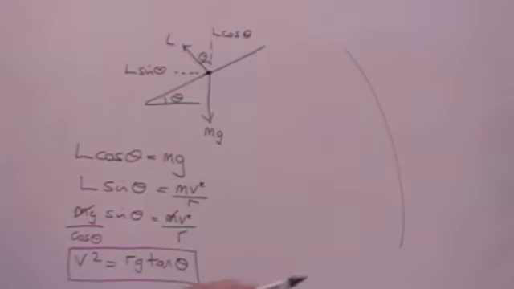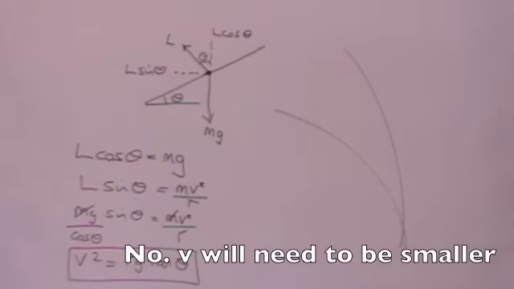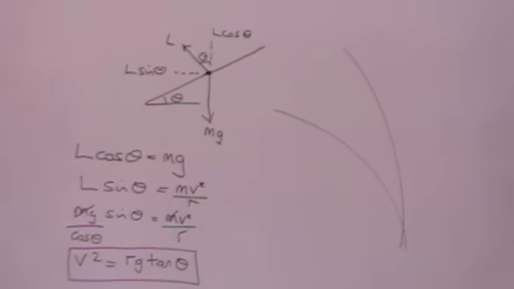On the other hand, if he needs to do quite a sharp turn, then r is much smaller, and that means tan theta will need to be greater, or v will need to be greater. So he'll either need to increase speed, or he'll need to increase the angle of the banking. And that is a matter of judgment for the pilot.